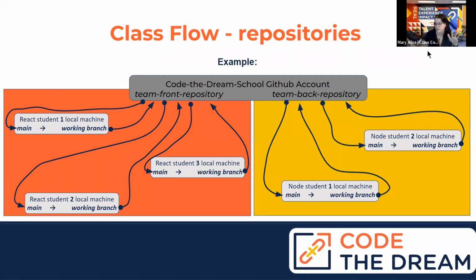Okay, so we also have sort of a visual as far as students working on various working branches. All of the React students will pull from main, move to whatever their feature branch or working branch is, and then do the pushes back to the repository from there. And then same thing with Node, where you have this structure of pulling from the Code the Dream School GitHub account, doing your work on your feature branch or your working branch, pushing it back up to your Code the Dream School repository.